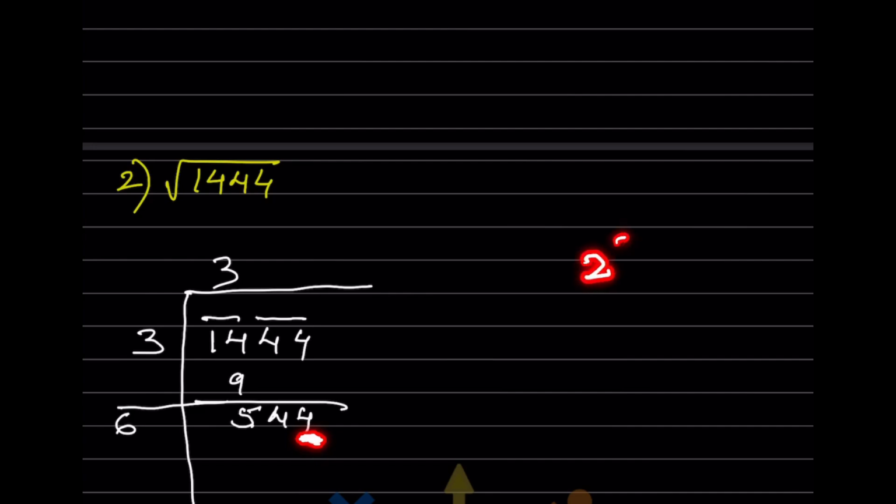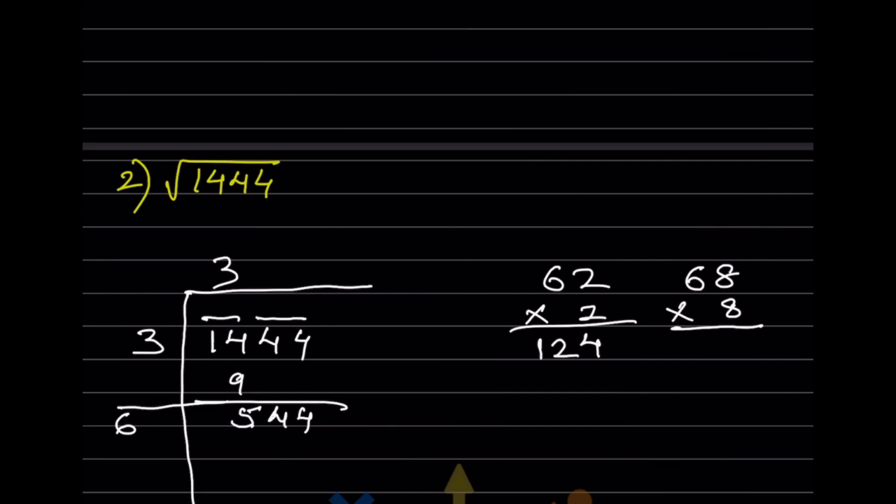We get 4 in 2 square, which will be 4, or 8 square is going to be 64, which is 4 in the units place. So either this number is going to be 62 or 68. So 62 into 2, or it is going to be 68 into 8, because the units place should be repeated. So this is going to be 124, or it should be 6, and this will be 54.